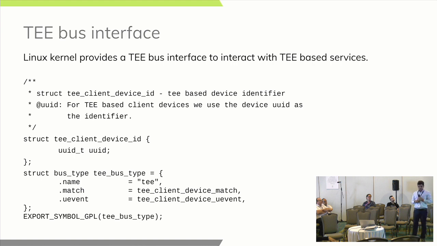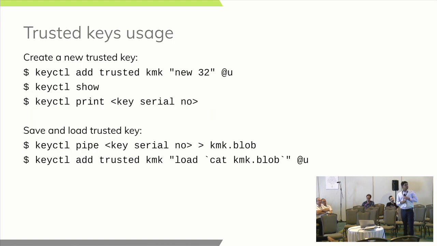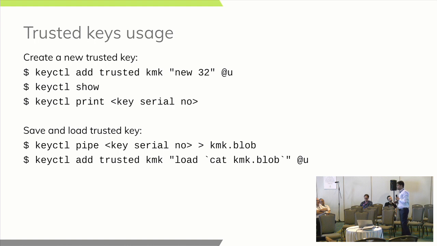So what it does is, normally a driver registers on the TEE bus with the UUID, that is this TEE client device ID. And whenever the enumeration happens and a match is found using this API, then the corresponding driver is invoked. So that's the common interface which was added in the Linux kernel recently. So that's that. Now coming on to the usage details.